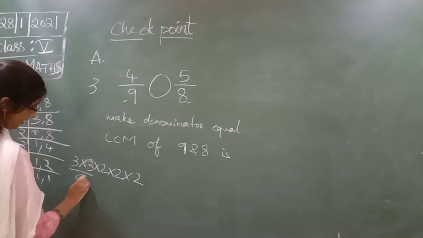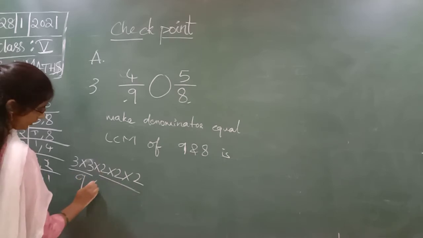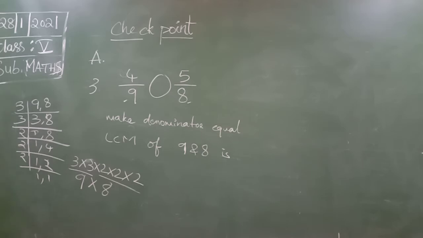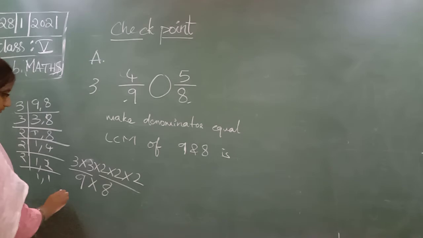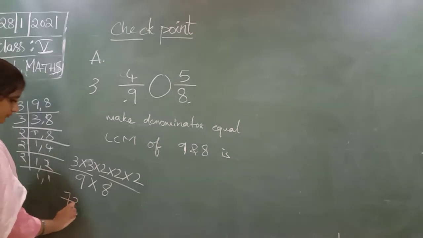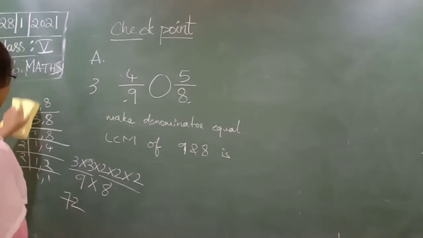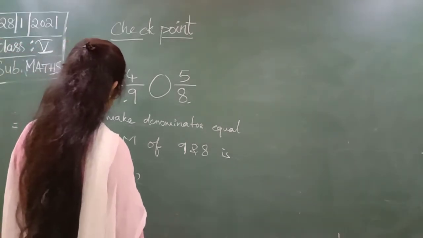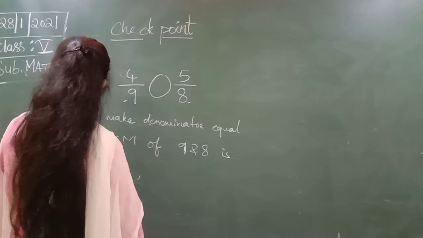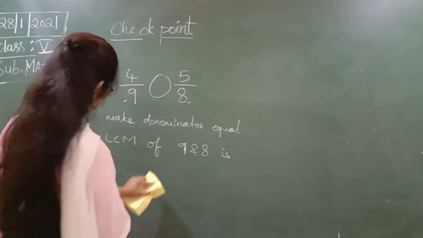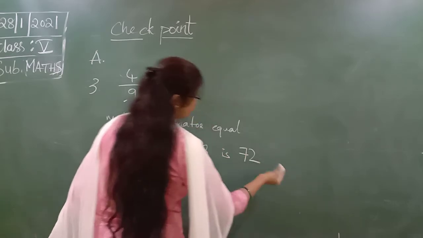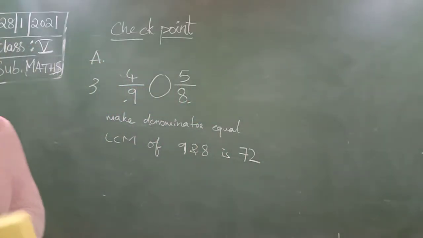3 threes are 9, and then into 8. 9 and 8 are different numbers; they don't have common factors. So 9 into 8 is 72. 72 is the LCM of these two numbers. Okay.